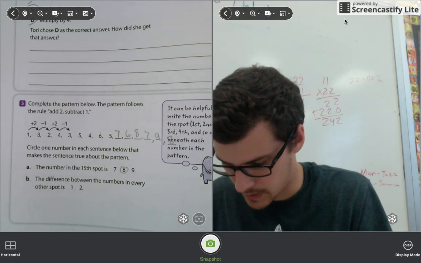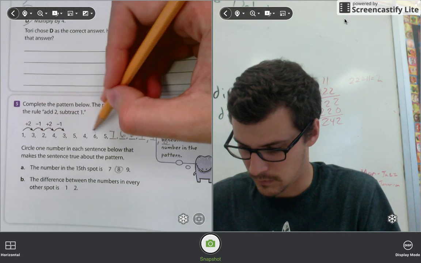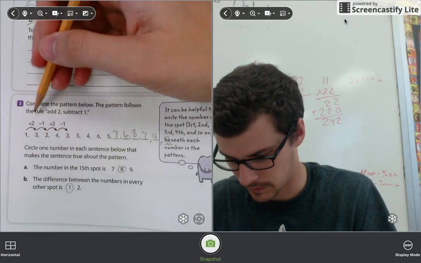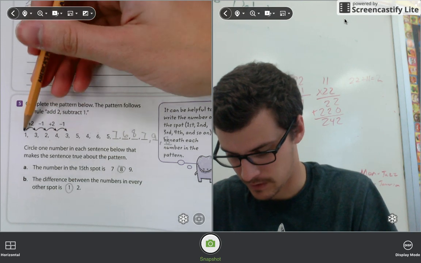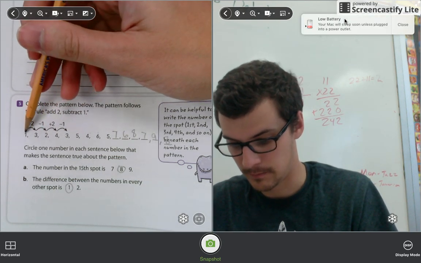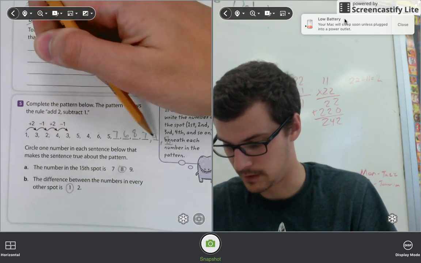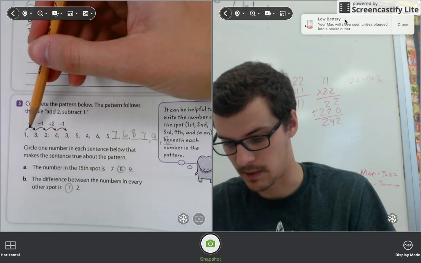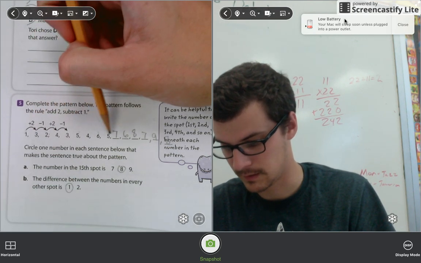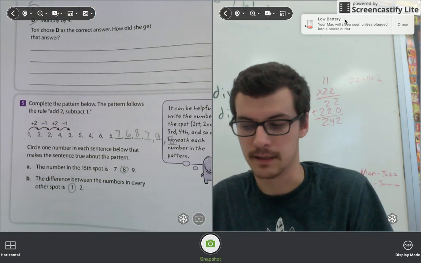The difference between the numbers in every other spot is 1. So if you look, every other number is going to be counting by that 1. So 1, 2, 3, 4, 5, 6, 7, 8. And then every other spot is going to be doing the same thing, just starting at 3: 3, 4, 5, 6, 7, 8, 9. So it's just skipping like that.